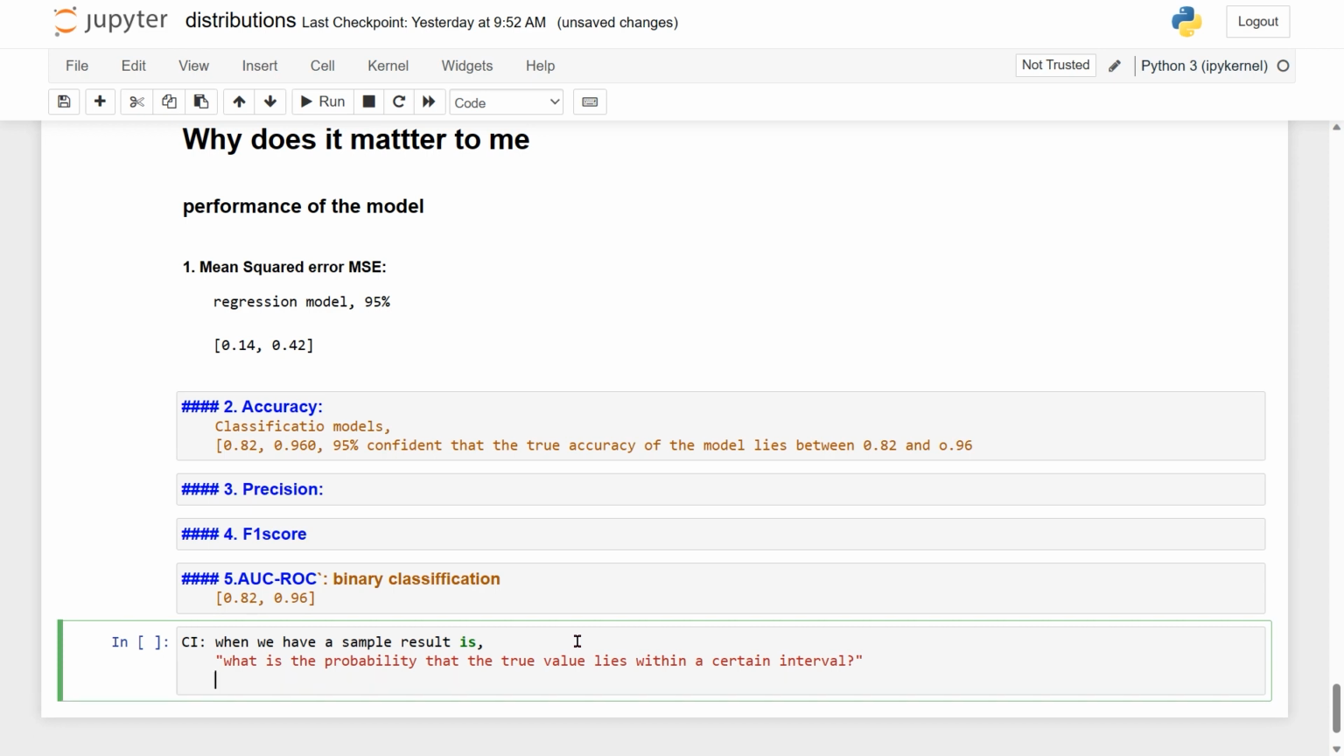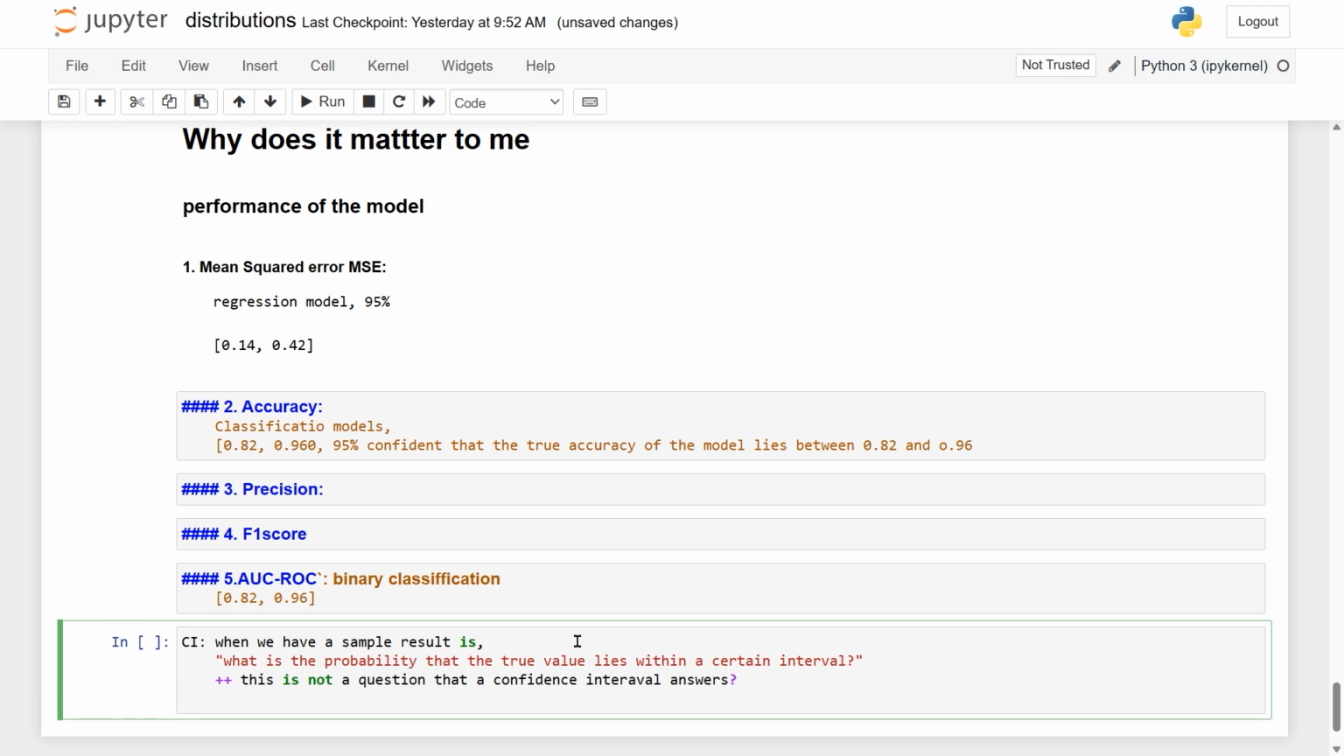But this is not a question that a confidence interval answers. Then what is the question that it answers? But it ends up being how most people interpret the answer.